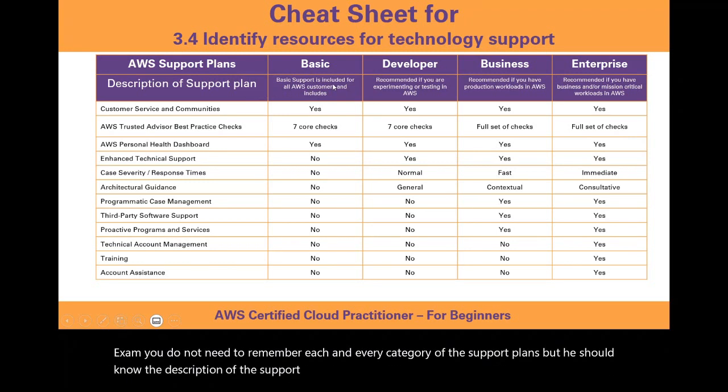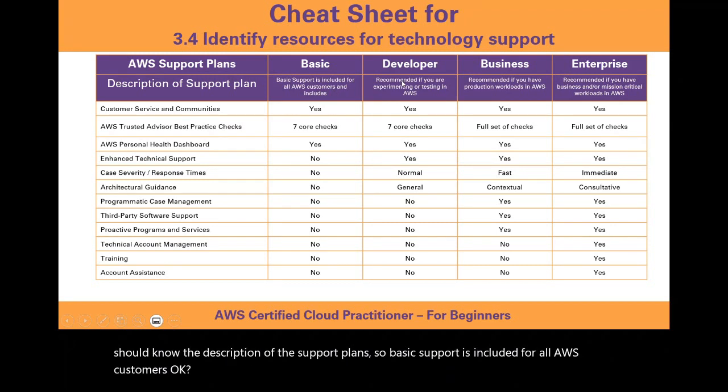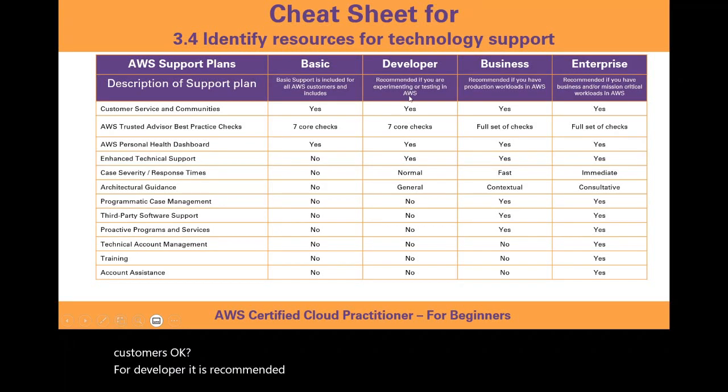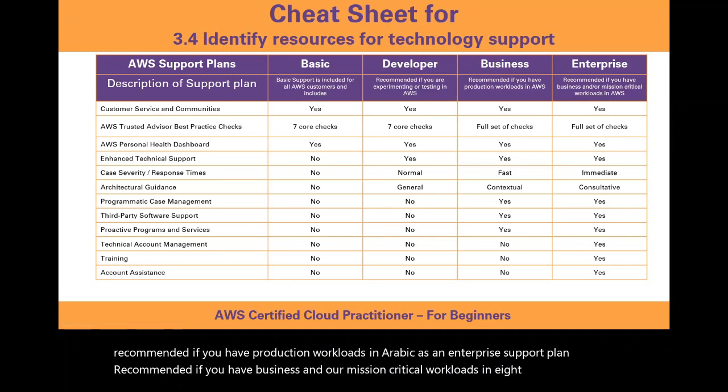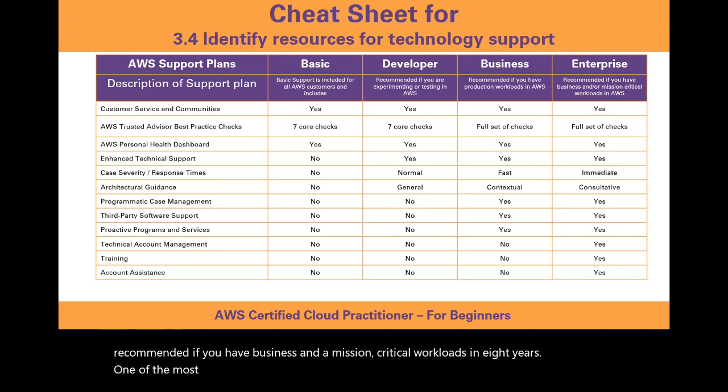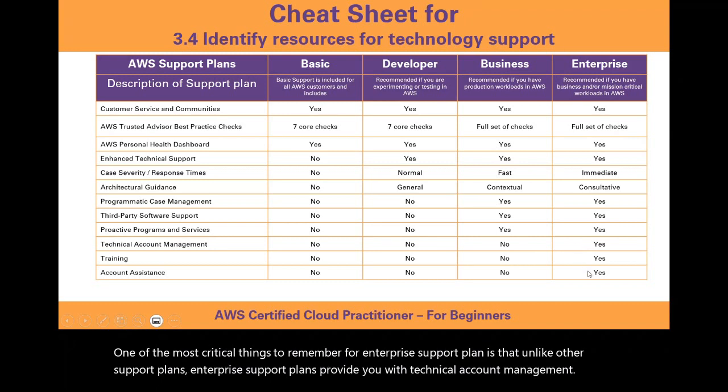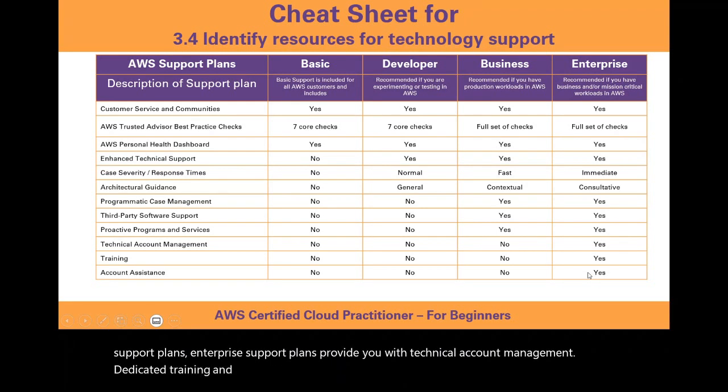So basic support is included for all AWS customers. Developer is recommended if you're experimenting or testing in AWS. Business is recommended if you have production workloads in AWS. And the enterprise support plan is recommended if you have business and/or mission critical workloads in AWS. One of the most critical things to remember for the enterprise support plan is that, unlike other support plans, enterprise support provides you with technical account management, dedicated training, and dedicated account assistance.